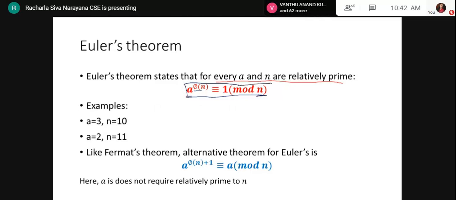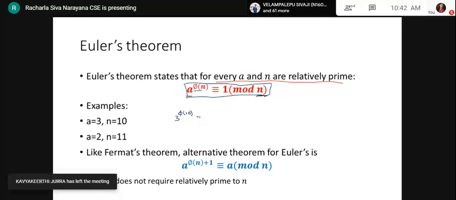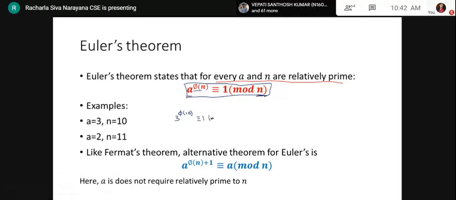So for example, here the a value is 3 and the n value is 10. So a power phi of 10 is congruent to 1 mod n. We can write this as: what is the phi of 10 value? Tell me, what is the phi of 10 value?